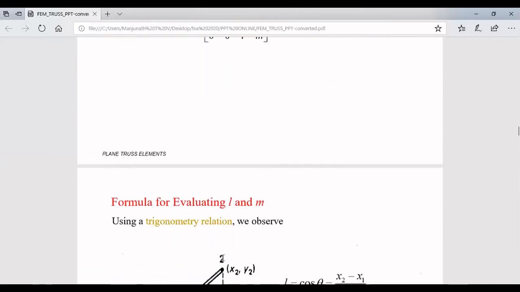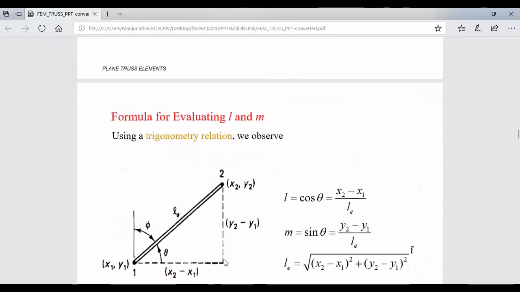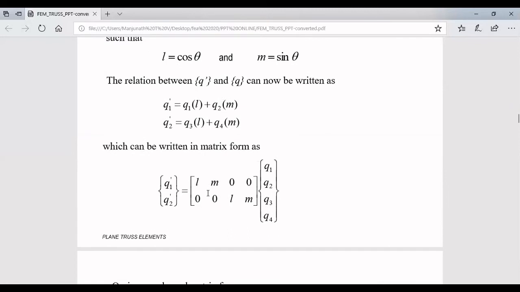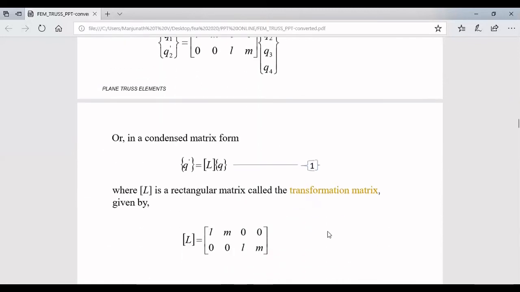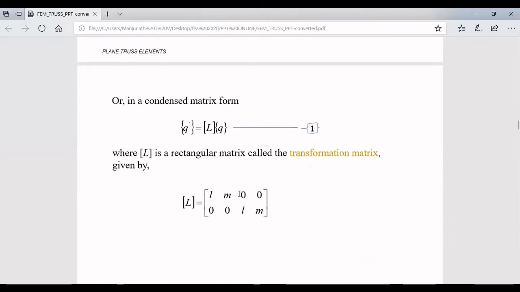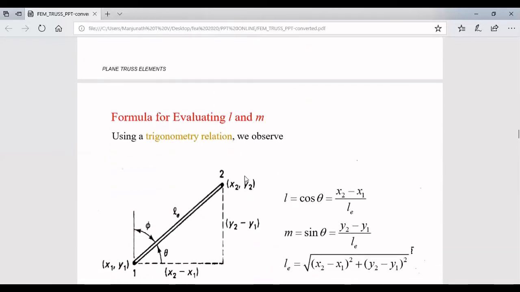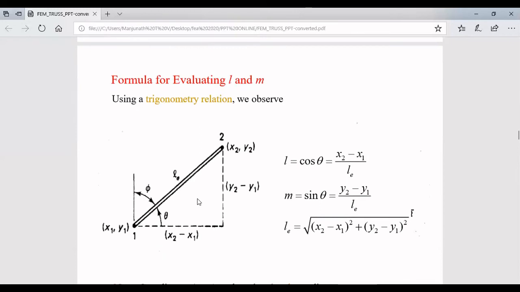Now, for evaluating the L and M values in this transformation matrix, we need to obtain the direction cosine values. To obtain these direction cosine values, just consider the truss element. At node number 1, the coordinate values are x1 and y1, and at node number 2, x2 and y2.